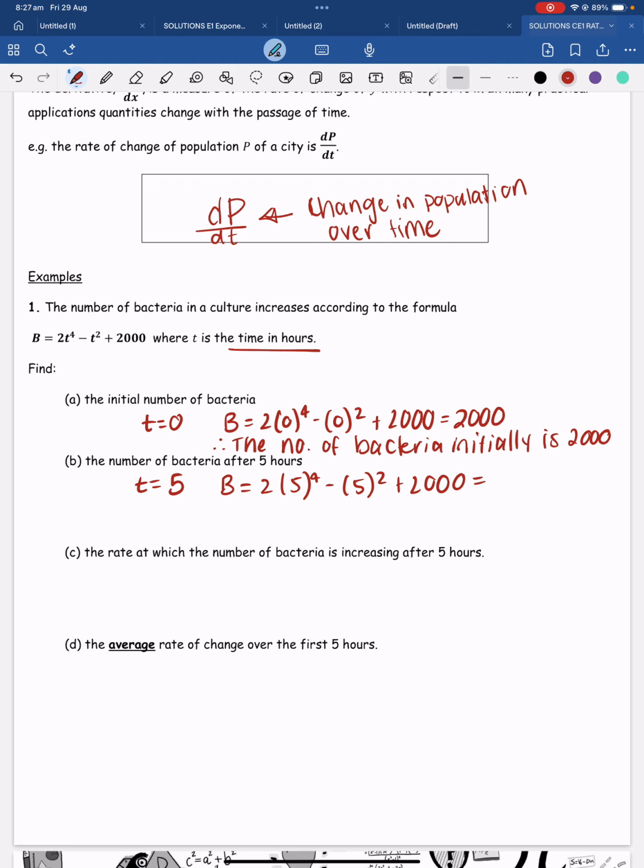And getting my answer there. I will get my calculator here, just check that answer. There we go, 3225. And again, another therefore statement.